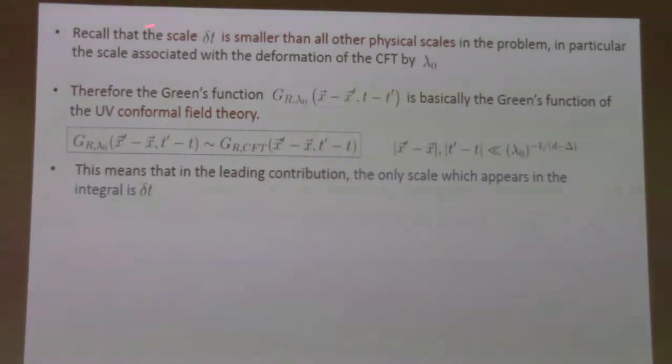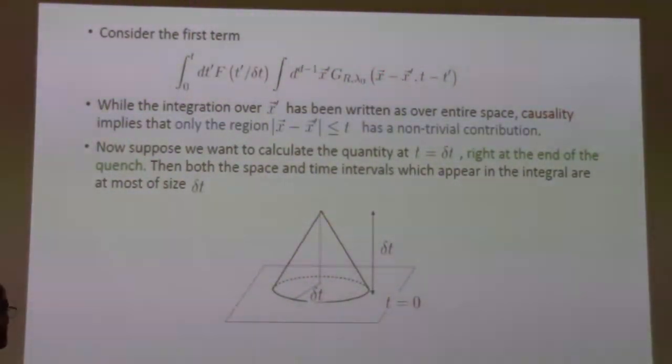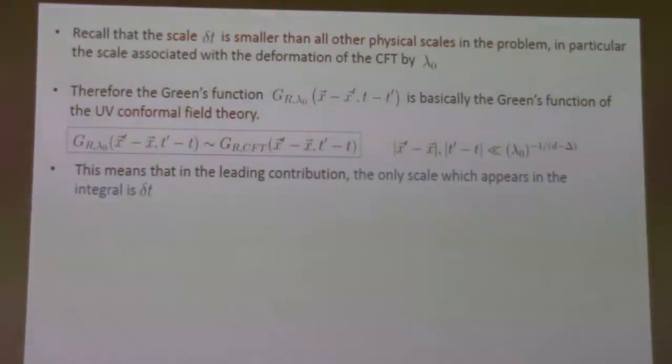What that means is that by definition, the scale delta t is smaller than all other physical scales in the problem, in particular the scale which is associated with the deformation which is given by lambda naught. Therefore, this Green's function which appeared there is not a conformal Green's function to begin with. It was the Green's function of the original theory, which was a conformal field theory with a perturbation given by lambda naught. However, in this regime, we are looking only at Green's functions which are at distances and times which are much smaller than the gap. Those Green's functions to lowest order are in fact the conformal field theory Green's function, almost by definition. So therefore, I can replace this by the CFT Green's function.